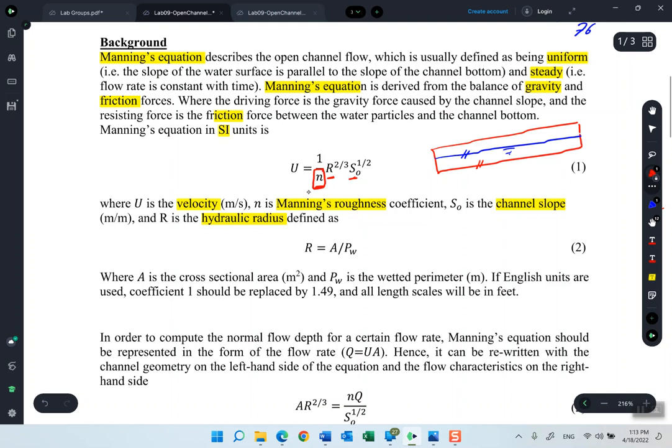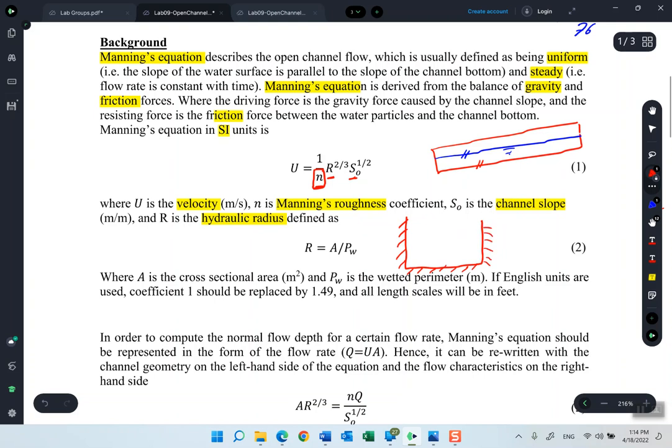Manning coefficient is a representation of the roughness of the cross section. And I mean by the roughness is the resistance. How does this cross section resist the water flow from moving? So I will give you a very simple example here. Just imagine that we have a cross section that is made from glass.